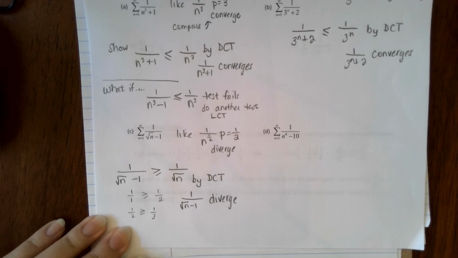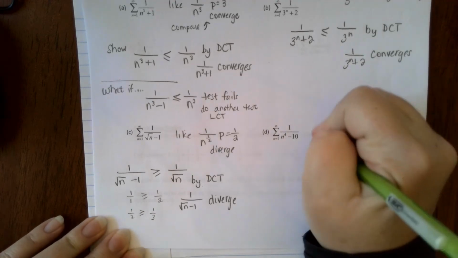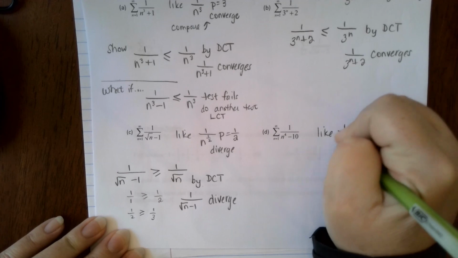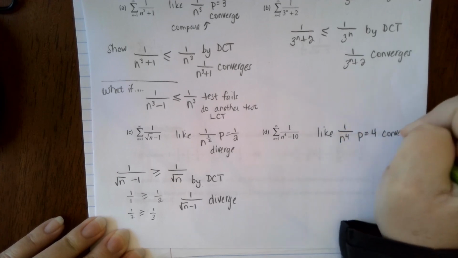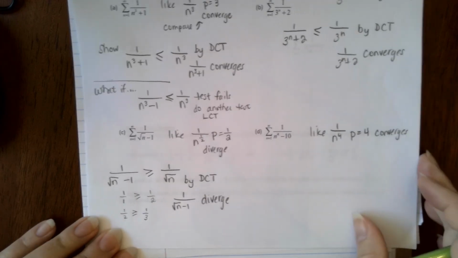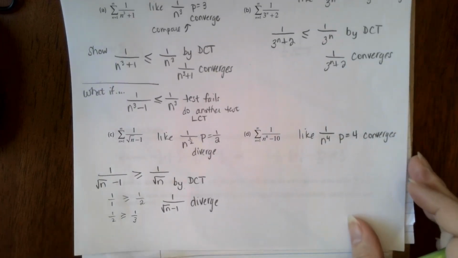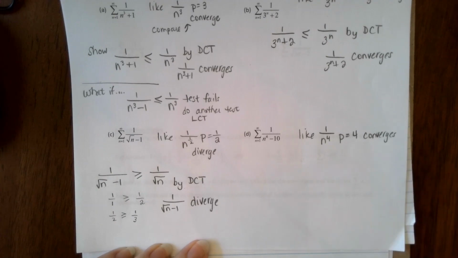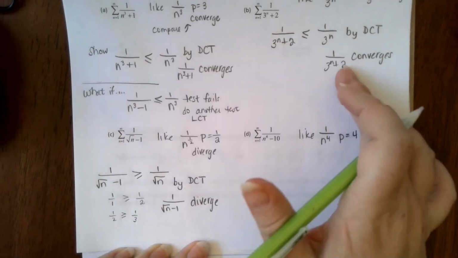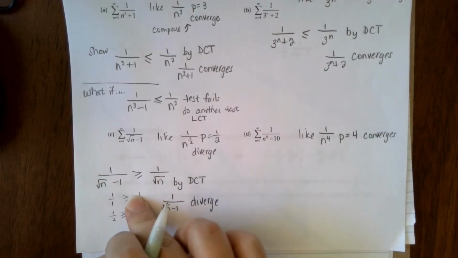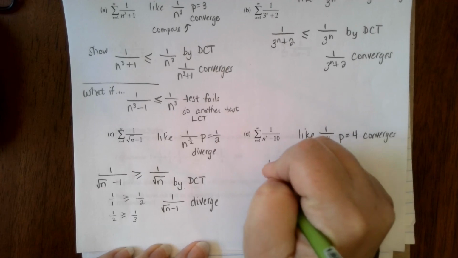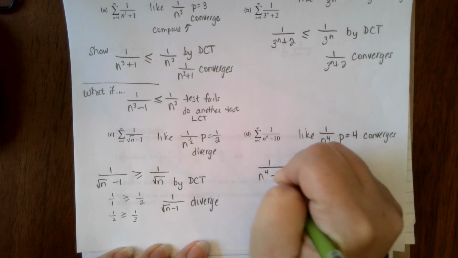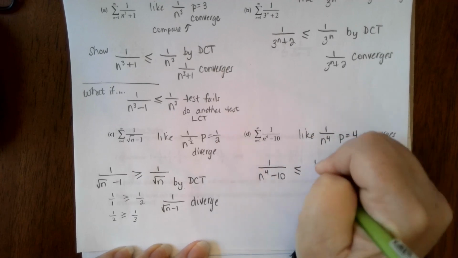All right, let's take a look. So this one is like 1 over n to the 4th, where p is equal to 4. So I'm going to say converges. I think this is going to converge, I just want to make sure. Everything so far has worked, even part C that we were having issues with. So since this one converges, we have to show that the first one, the original, is less than or equal to the new one.